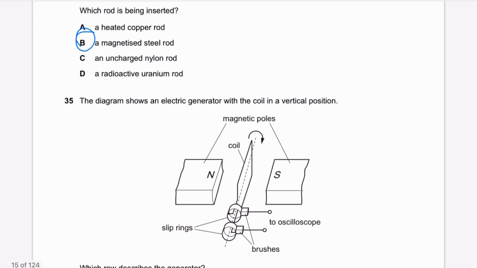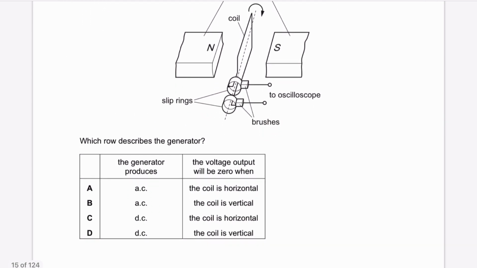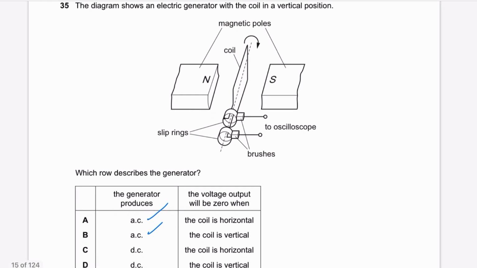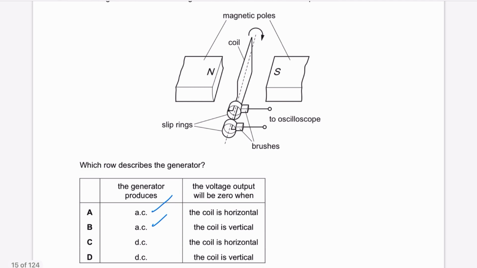Which row describes the generator? First of all, we know it will be AC current. This is an AC generator. ये दिख के पता चल रहा है. For the second part, the voltage output will be 0 when either the coil is horizontal or the coil is vertical. It will be when the coil is, this is 35 now. When the coil is vertical.